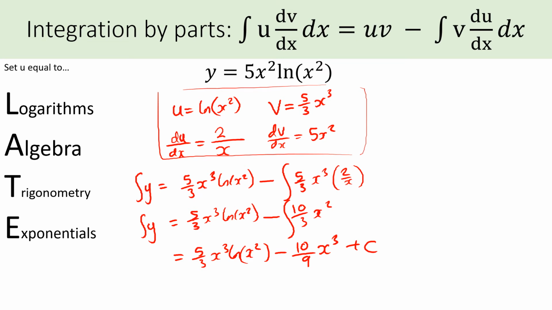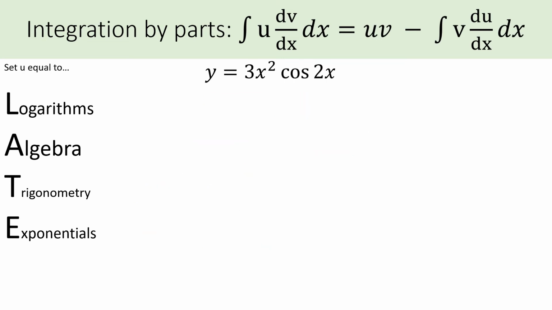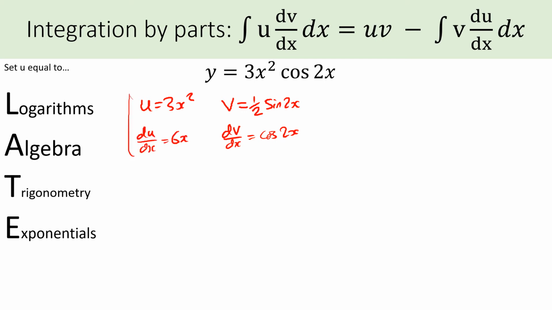Cool, let's keep going. So these look pretty routine at this stage, so let's go for it. We've got some algebra and we've got some trig, so the algebra is going to be our u, that's 3x squared, and our dv/dx is going to be cos 2x. You need to use a little bit of reverse chain rule when you're integrating that. That'll go up to a half sine 2x. We did that 2 weeks ago with f of ax plus b. And differentiate this, it's going to go to 6x.